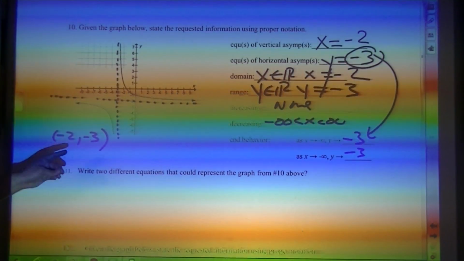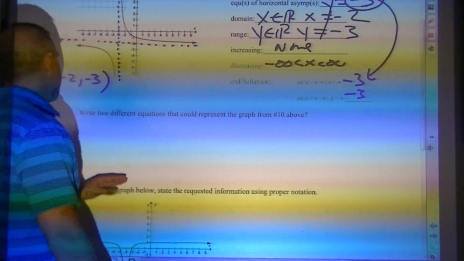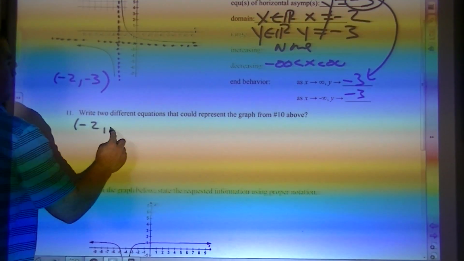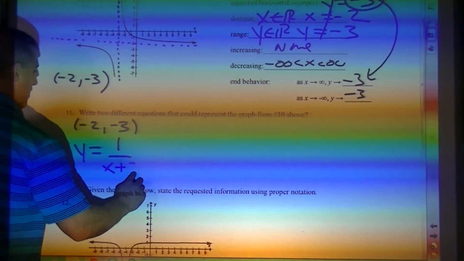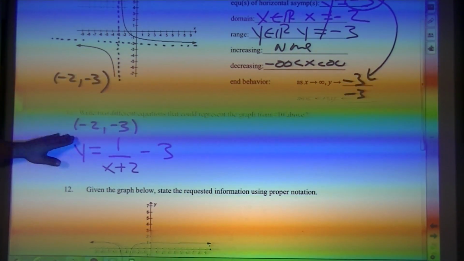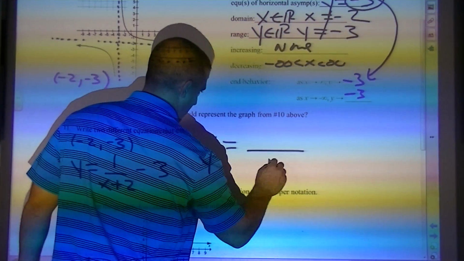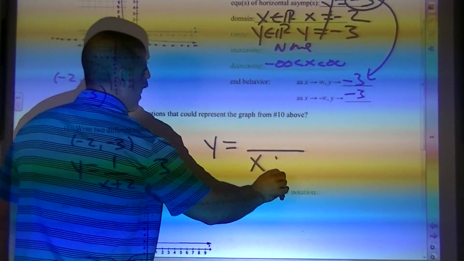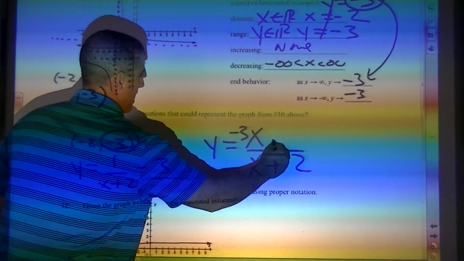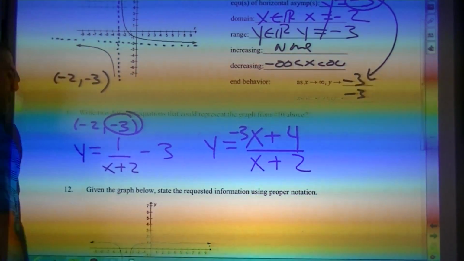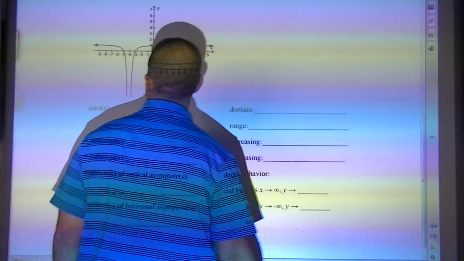All right, write two different equations that could represent the graph from above. Okay, let me give you an idea. Since my anchor point is negative 2, negative 3, one example, that's a great example right there. Another example, I got x plus 2 on the bottom. Let's say I have an x up top. Well, how can I get this to be negative 3? We'll put a negative 3 in front of that, and that would also give you that same example. All right, moving on to number 12.